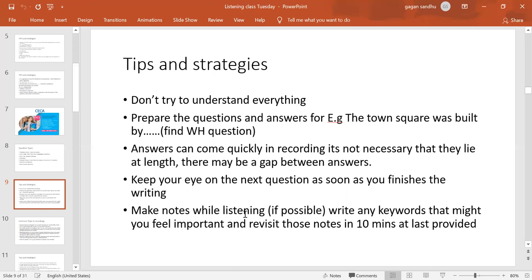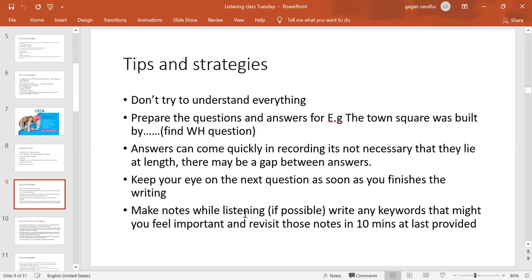When you get 20 seconds or 30 seconds, which we call check your answer time, always go to the next question, look at what you are going to find in them, and what you are going to listen to the conversation for. Plan them, write the WH, and it will be immensely helpful when you're actually listening to the conversation.